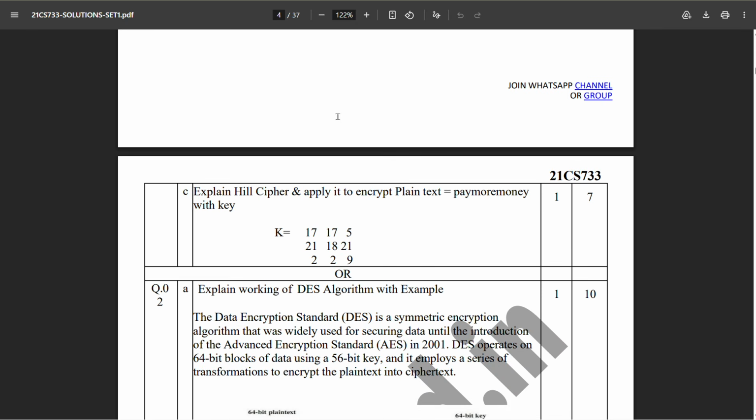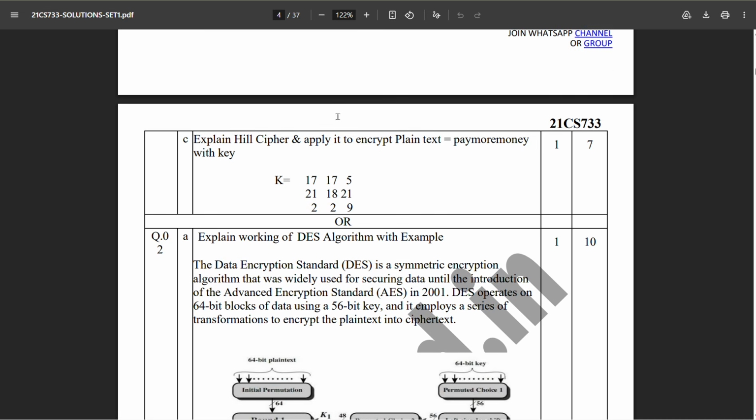And coming to the next question, explain Hill cipher and apply it to encrypt plain text. The given plain text is "pay more money" with a key. In this, you have to explain what is Hill cipher and apply the encryption method. The formula we use is C = KP mod 26 to convert plain text to ciphertext by using the key value provided.